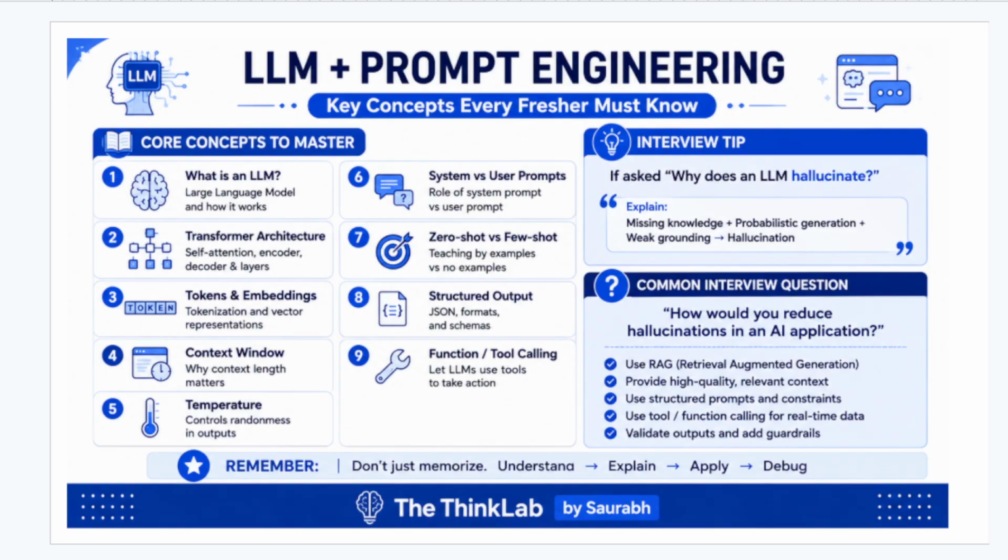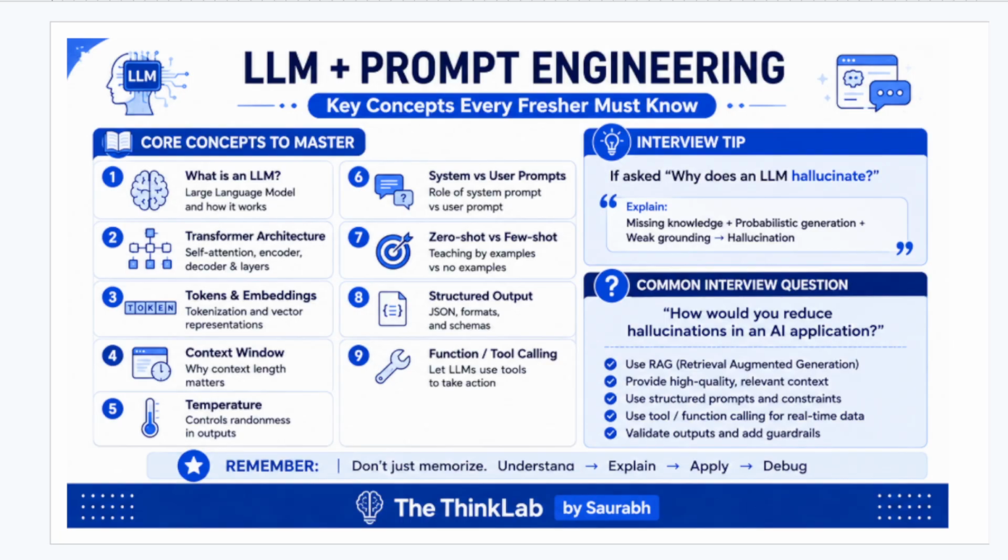So how can we reduce hallucinations? We can use RAG, we can provide relevant context, we can use structured prompting, we can validate the output, we can use tools for real-time information, and we can add guardrails. So remember this interview principle, right? Don't just say that LLMs hallucinate, because the real question is why they hallucinate and how you reduce it.